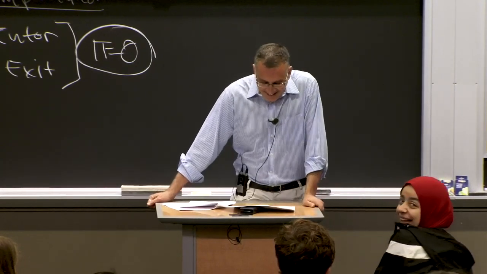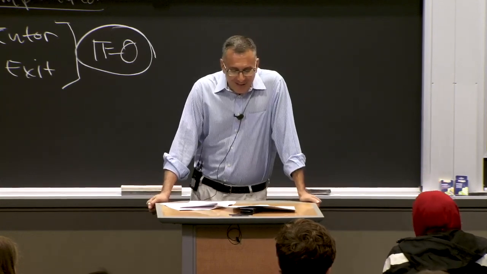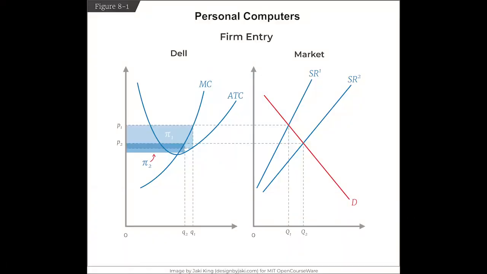Okay, let's talk about the PC market. Okay. Let's talk about Dell, who was an early PC manufacturer. And what we're going to do in figure 8.1 is two side-by-side graphs. I'm going to go back and forth between them. If you're ever not clear about which graph I'm talking about, stop me. But I'll try to be very clear, because you have to think about both these graphs in tandem.